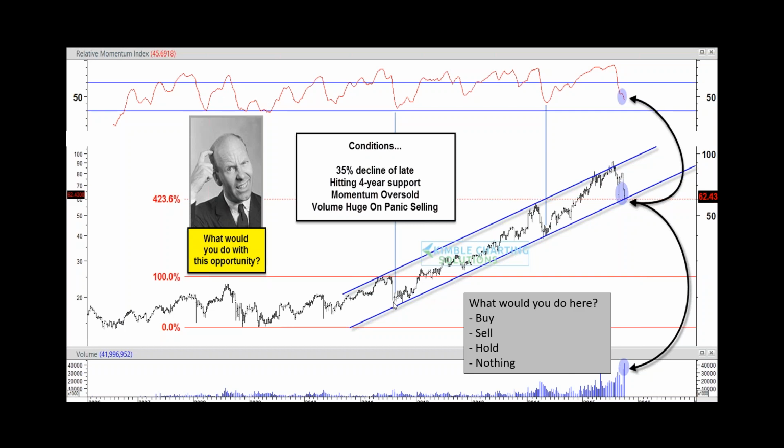So my question, we're going to pop up the quiz, is what would you do right now with this asset? Would you buy, sell, hold, or do nothing?